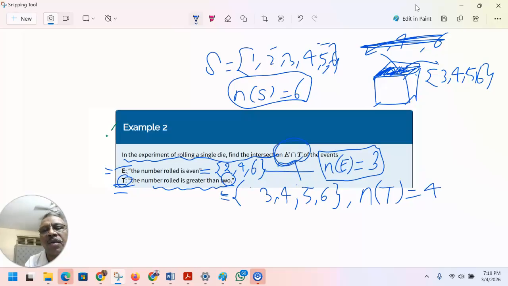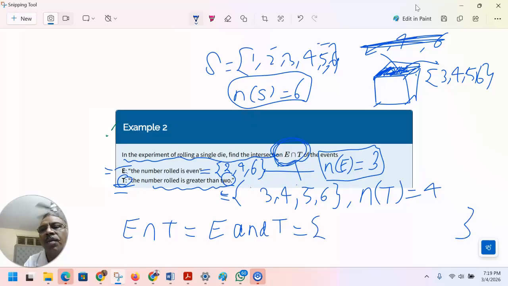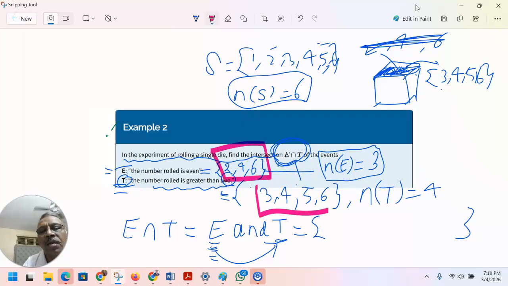Now we are going to find E intersection T, which basically means what is common to both. It means E and T, so the number should be both even and greater than 2. So among this piece, and among this one, which are even? And you can see the common ones.